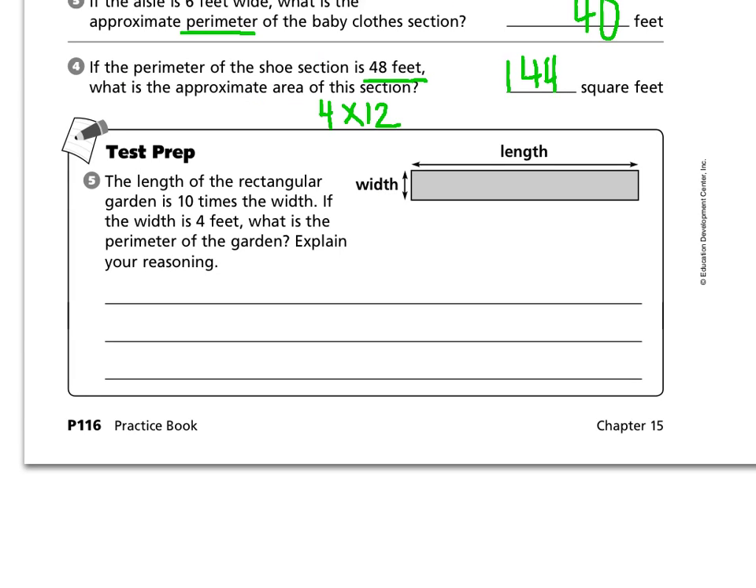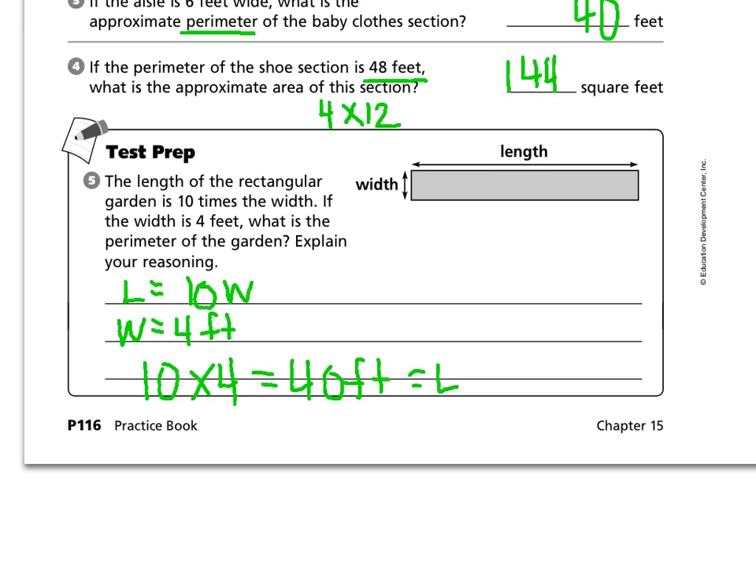The length of the rectangular garden is 10 times the width. If the width is 4 feet, what is the perimeter of the garden? Explain your reasoning. So I know that length equals 10 times the width. If the width equals 4, I can plug and chug and put in there that 10 times 4 equals 40 feet for the length. So remember, this is just length.